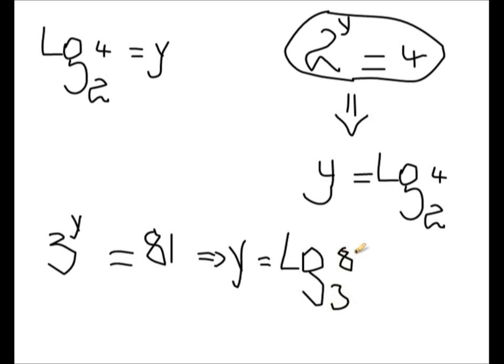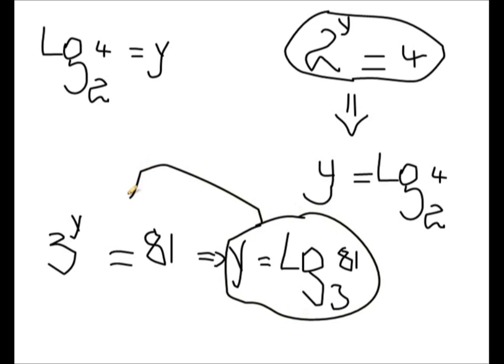So it's the same. You can have this and try to write it like that, but also you can have this and try to write it like that. But so often you will need to use your calculator in order to find out. Here I know this because 3 times 3 is 9, 3 times 9 is 27, and 3 times 27 is 81. So here I know y is equal to 4. But this will not always be easy. Sometimes you will need to use your calculator.